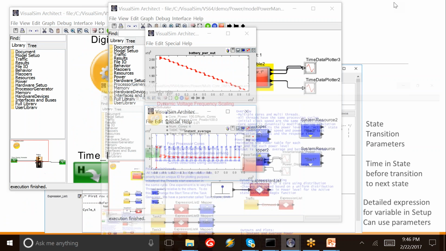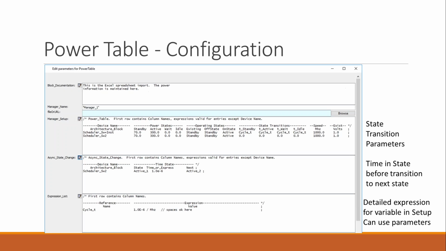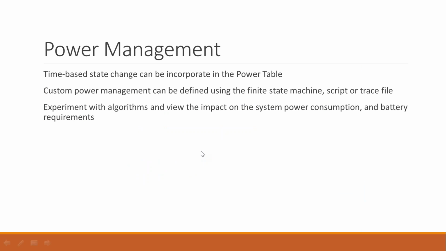The last aspect of it, we learned about generation, storage, consumption, and now management. Power management can be done using a variety of processes. The basic one is already incorporated in the power table we saw here, which is, how much time can it be in a particular state before it moves over to the next state. The other one is you can use a finite state machine, a script, or a trace file to be able to describe exactly what the power management is.